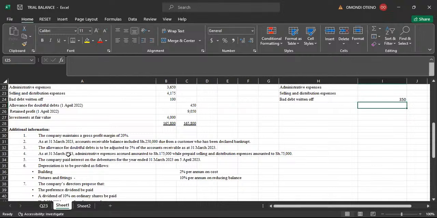As at 31st of March 2023, administrative expenses accrued amounted to 175,000. So accruals, how are we going to treat the accruals? Administrative expenses have been accrued. The current year administrative expenses is 3650, but then there was some amount which was not paid in the previous year. Of what value? 175.